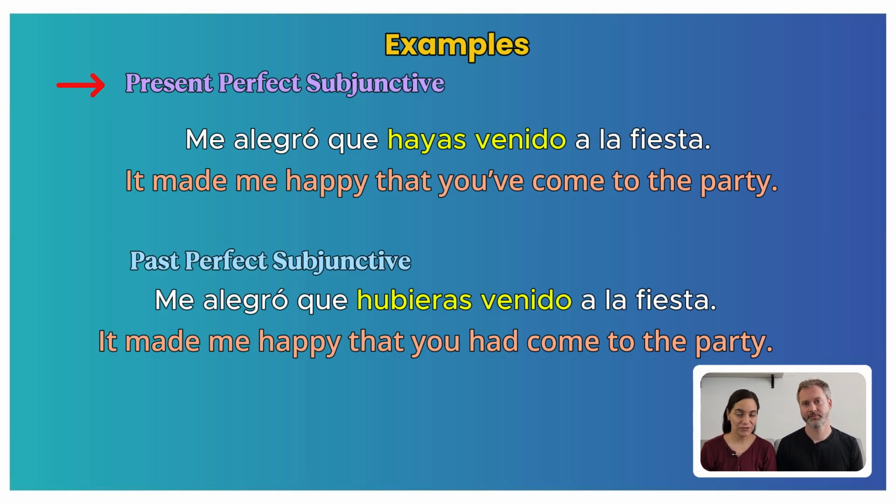The present perfect translates to that you have come, and this action feels more recent and relevant, while the past perfect translates to you had come, and that action feels more completed and distant.